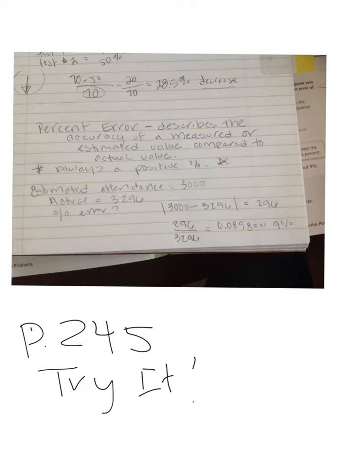So you can set this up. You can see here, these are absolute value bars. So the estimated was 3,000 minus 3,296, which gives you a value of 296. And you are always going to divide by the actual value. So you're going to take that difference of 296, divide it by the actual, and you get 0.0898, or approximately a 9% error.